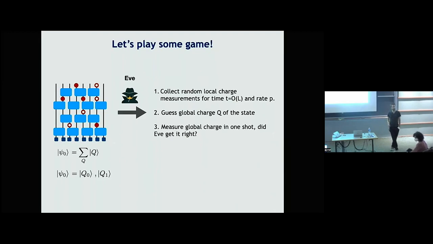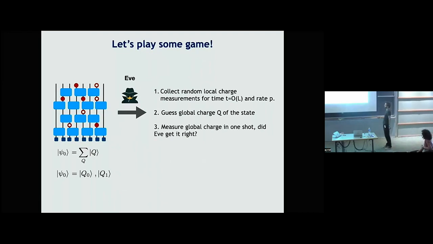Yes? Is Eve allowed to make an error and get the charge? So are you asking if the measurements are perfect, or? No, sorry. You say Eve guesses the charge. So is that guessing the operator?